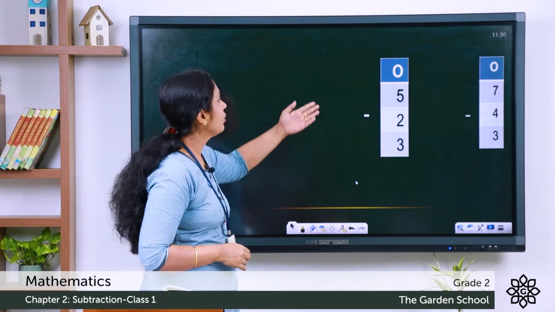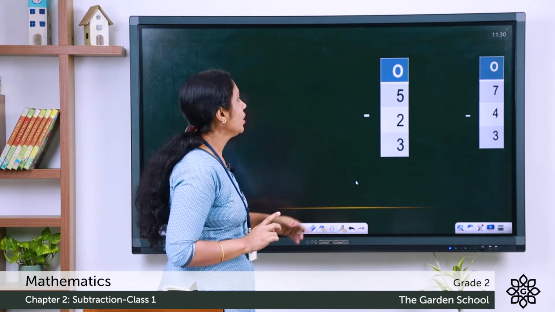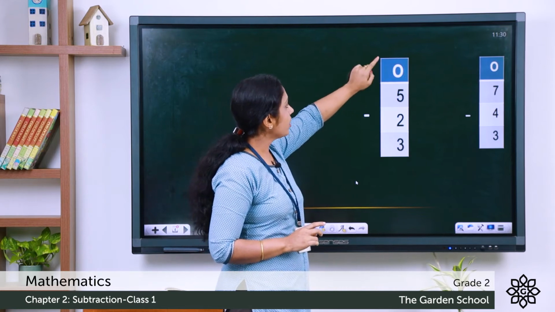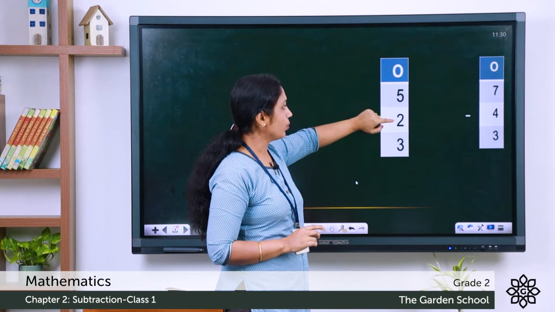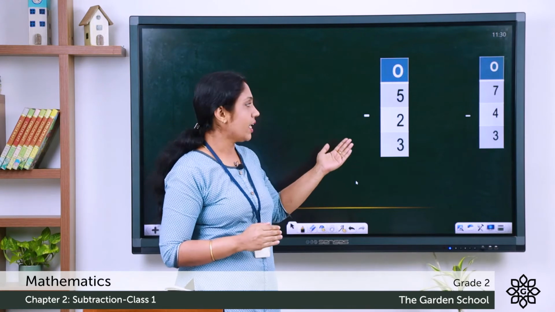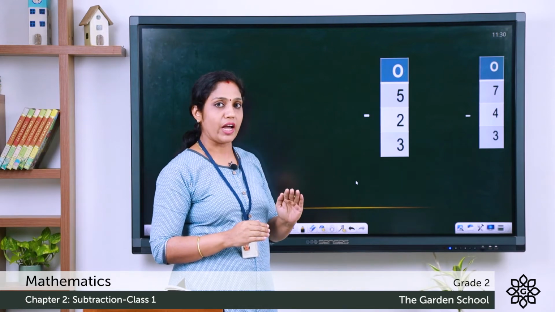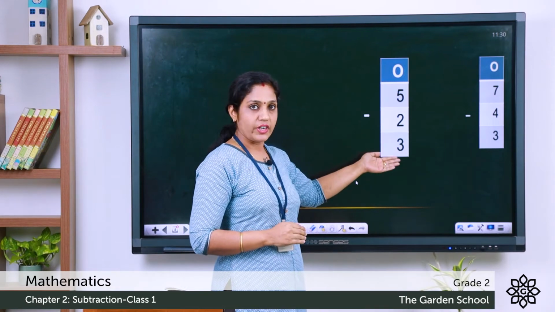Here we have 5 minus 2. They are one digit numbers. So we have written ones here, 5 minus 2. How much is it? We have to count backward for subtraction. That is, we get 3. We need to count 2 times back from 5, and the answer is 3.